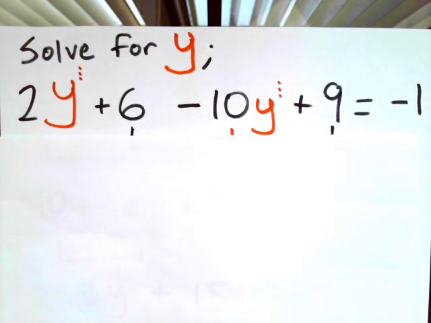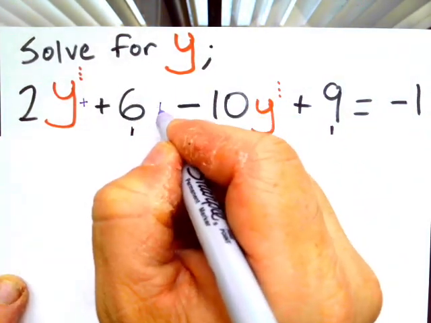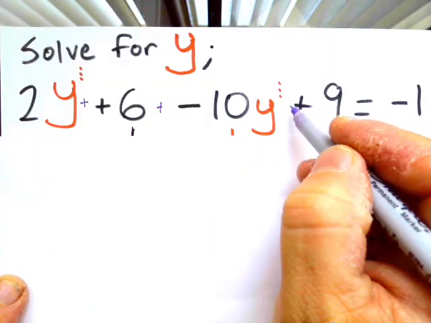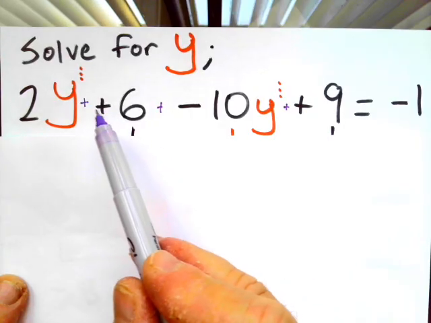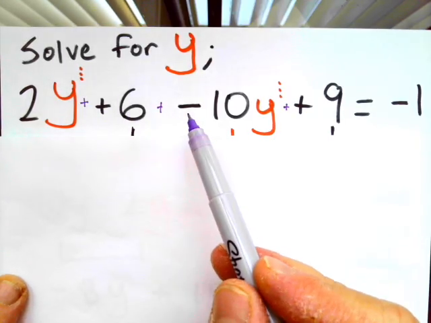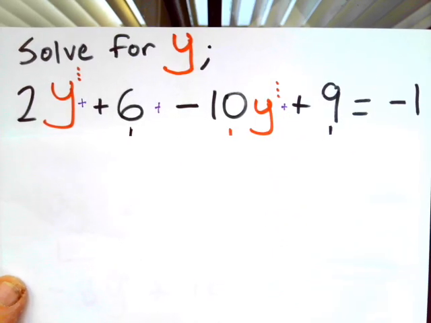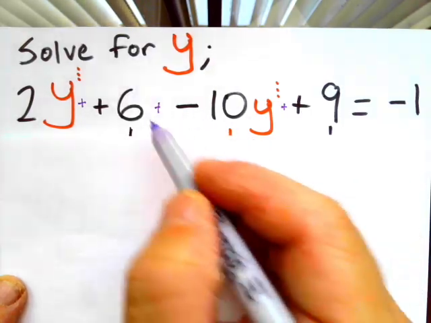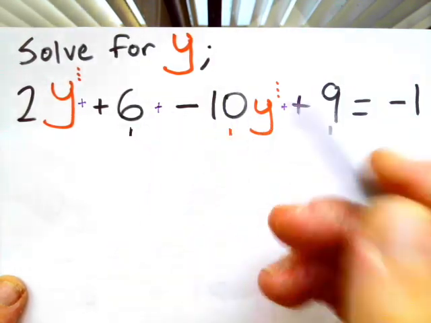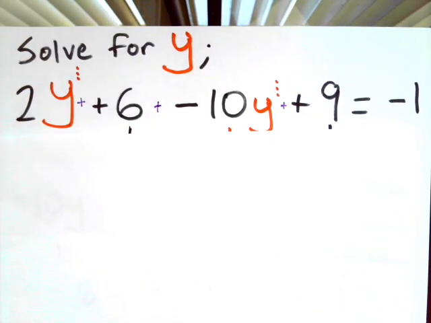So I just want to clarify again, you can put a plus sign between any terms and it's only going to clarify what it is you need to do. So this is a positive 6 plus a negative 10y plus a positive 9. What's perceived as a subtraction sign is really a negative sign that goes with that term 10, which makes it a negative 10y. Hopefully that'll clarify some things for you and make it a little bit easier.